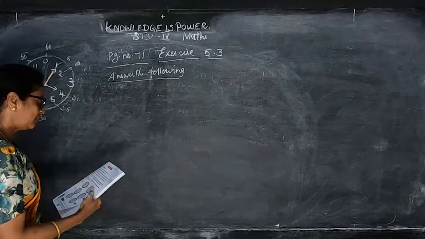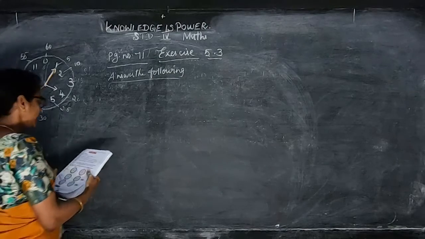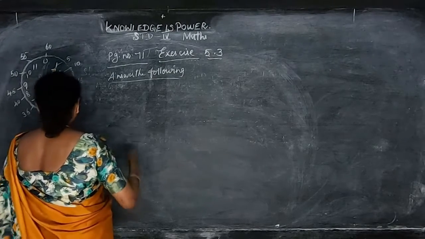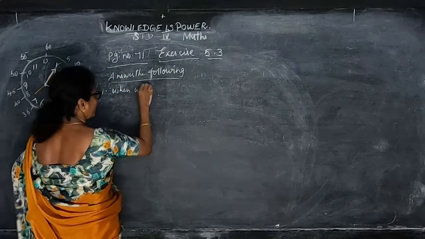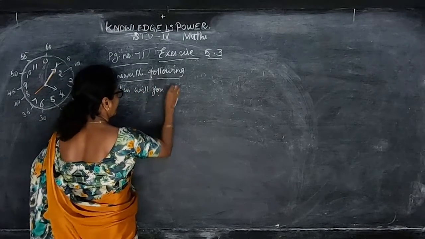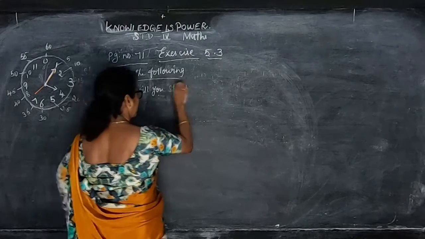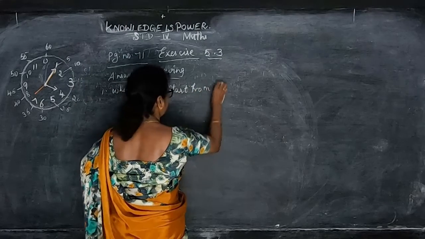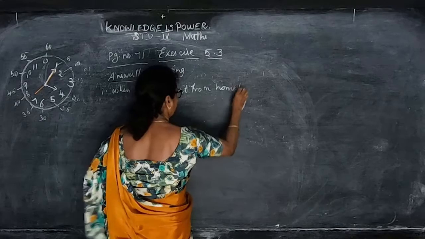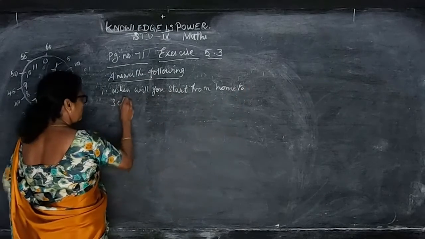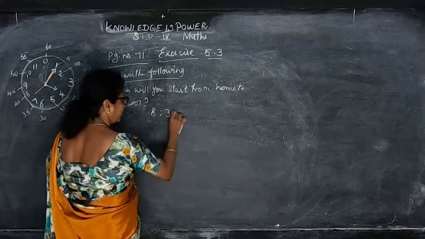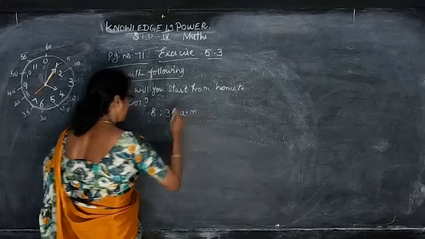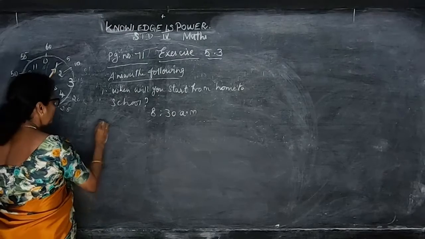When will you start from home to school? So when will you start from home to school? At 8:30 a.m. So at what time are you coming to school from home? You have been starting. So take 8:30. 8:30 a.m. So morning, under a.m. you have to write.